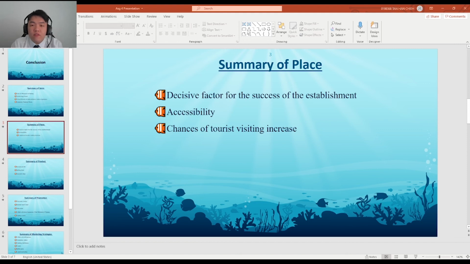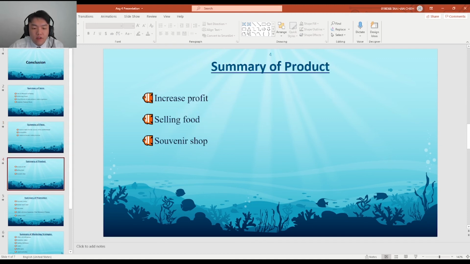And with the right method of distribution as well, we can meet the demand of product availability of the tourists, hence maximizing our profit and reducing our losses of the marine museum. Next is the summary of product. So products will also be sold in our marine museum to increase our overall profit, and we will be selling food in food stalls located in our marine museum, and souvenir shops also will be available in our museum so that the visitors can buy something they like to commemorate their visit to the museum.